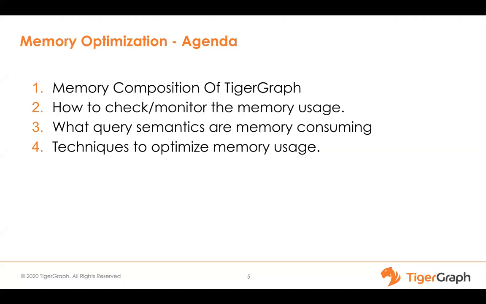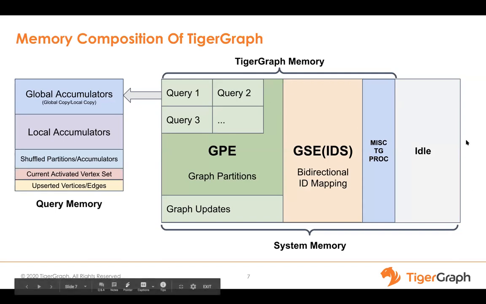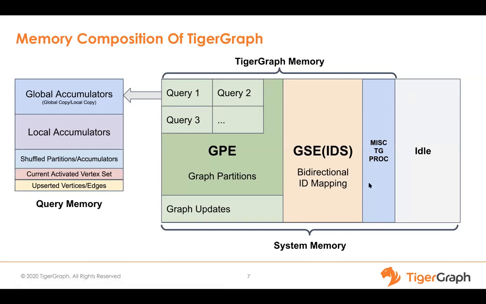Right? Okay, now let's start with the memory composition of TigerGraph. By looking at the chart, you can see the memory composition of the TigerGraph system. On the right-hand side, the large rectangle is your system memory. If you have TigerGraph installed on your server, most likely the memory composition will look like this.